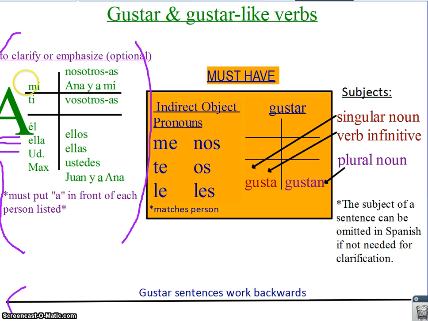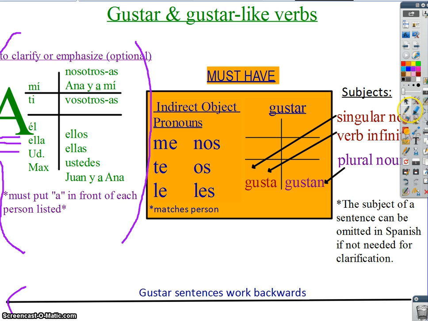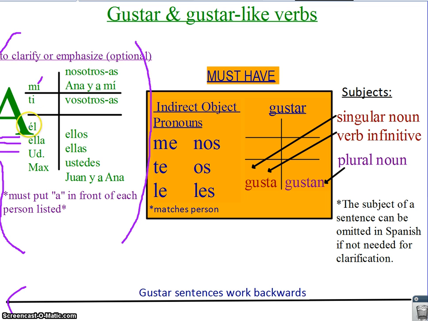Remember, you can't say a yo, you say a mí. That has an accent. You can't say a tu, you must say a ti. That one does not have an accent. You can say a él, a ella, a usted, or someone's name, a nosotros, or you could say to Anna and me, and you have to put a in front of each person listed, a vosotros, or all of these. Again, I put a in front of both names. You must put a in front of each person listed. Okay, that part's optional right here.